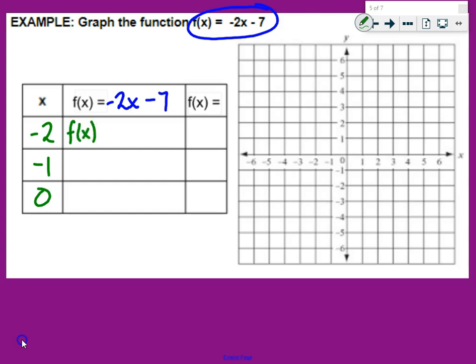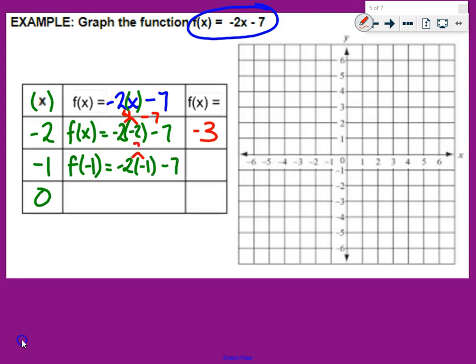We get f of x equals negative 2. Now we're replacing x with our x value, which is negative 2, and then minus 7. Negative 2 times negative 2 is positive 4 minus 7. So we do 4 minus 7, which is negative 3. Next we plug in negative 1 for x. So we do f of negative 1 equals negative 2 times negative 1 minus 7. Negative 2 times negative 1 is positive 2 minus 7, which would be negative 5.